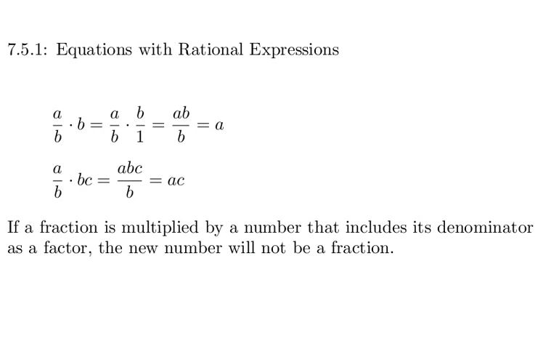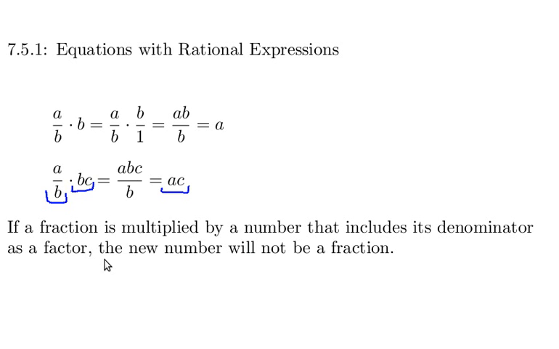Here, this is the fraction we're talking about, and we're multiplying it by some number that includes its denominator as a factor. See, b is its denominator, and b is included. So that means the new number will not be a fraction. This over here will not be a fraction. That's pretty important to understand whenever we are dealing with equations that have rational expressions.